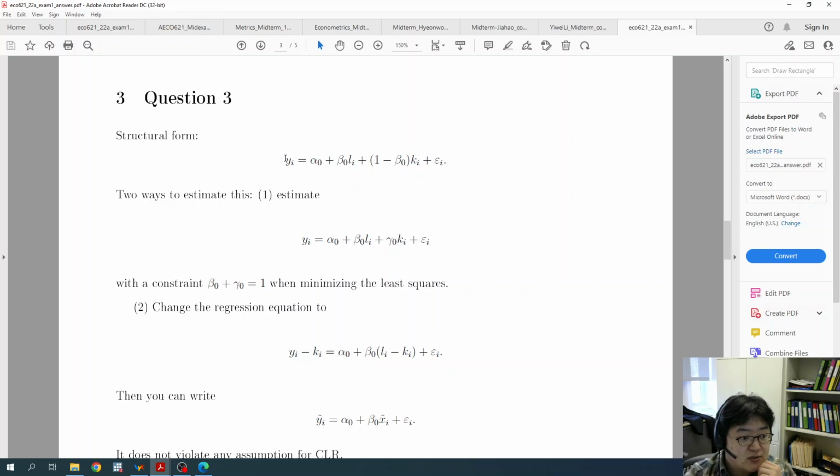There are two different ways to handle this. First one is to treat these two variables as separate variables and just assume gamma is another parameter for k. However, it satisfies this relationship, beta plus gamma equal to 1. We know that by the constant returns to scale assumption. And when you minimize the least squares criterion function, then you use this constraint like the Lagrangian method.